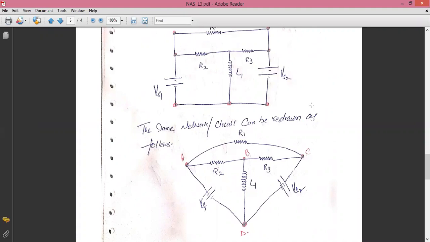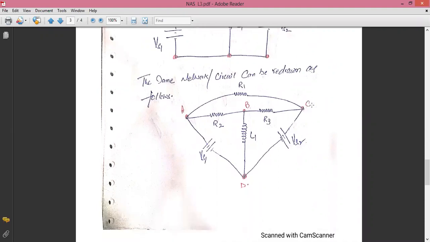So anybody having any doubt how the nodes can be reduced from the original network to the redrawn network, he or she can ask me. Otherwise I will continue, because for making the graph your first priority will be to identify the nodes and mark the nodes. So I can identify the nodes, I can mark the nodes. So shall I continue to the next process, or anybody having any doubt? No, sir. Okay, fine.